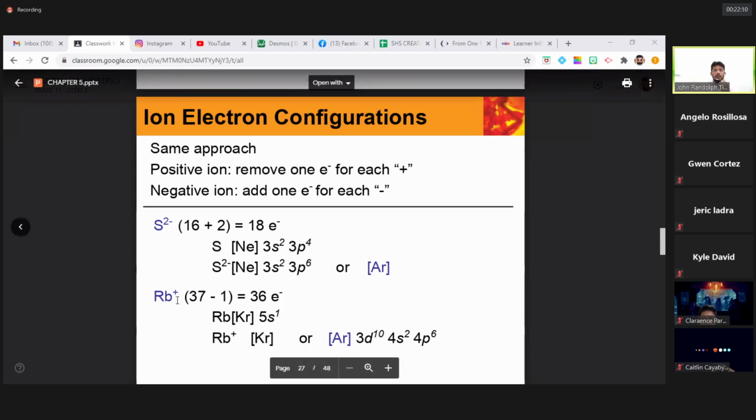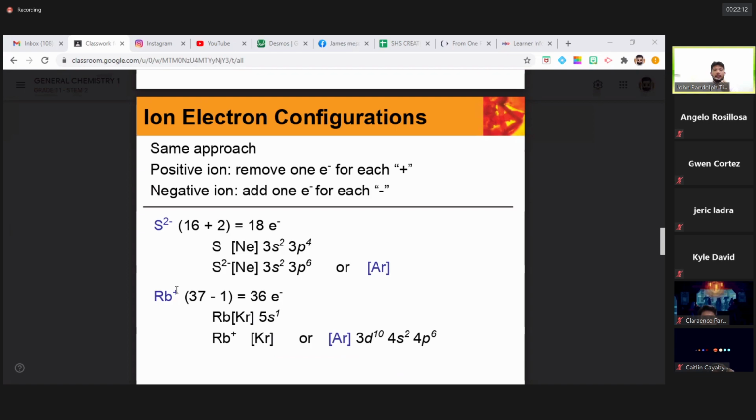So, rubidium positive 1 here is a cation ion. It will release 1 electron. So the total number of electrons for rubidium 1 plus is simply 36 because it releases 1: 37 minus 1 is 36.